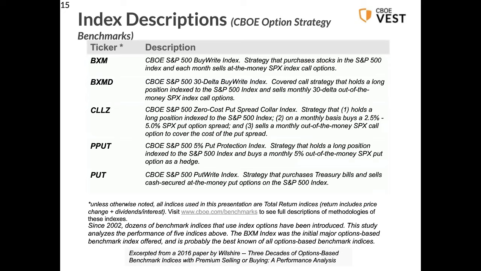Two strategies we'll look at that are more hedging or risk management strategies would be a zero-cost put spread collar index, CLLZ. This uses monthly options. In practice, investors use a range of monthly, quarterly, or annual, depending on their horizon. But this uses a monthly SPX put spread and sells an out-of-money call to cover the cost of that put spread. Another index, PPUT, illustrates a put protection index, 5% out of the money monthly.